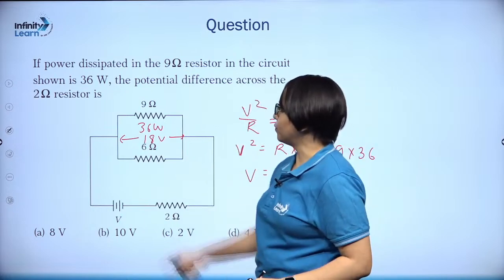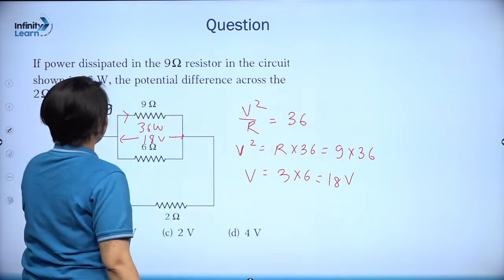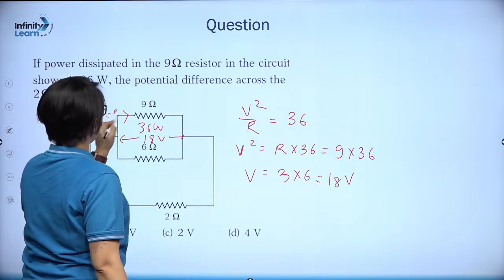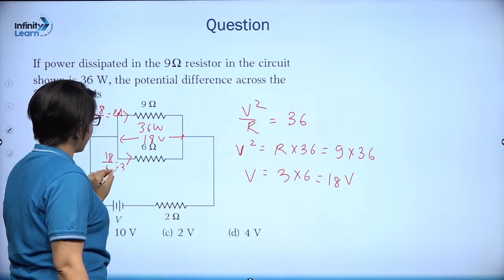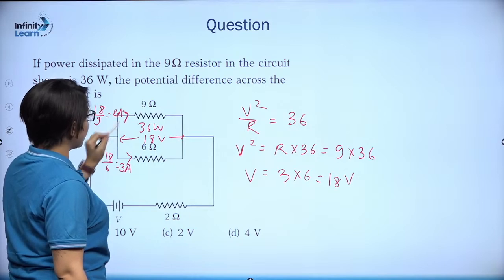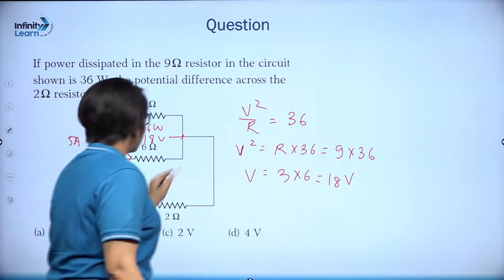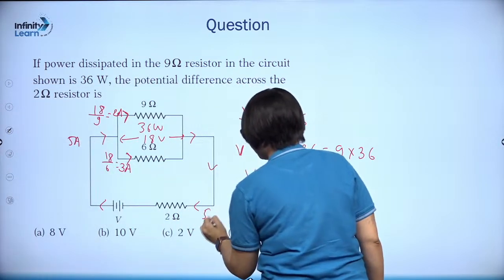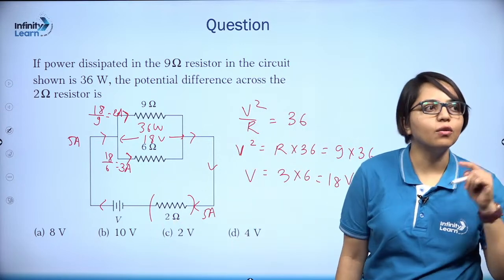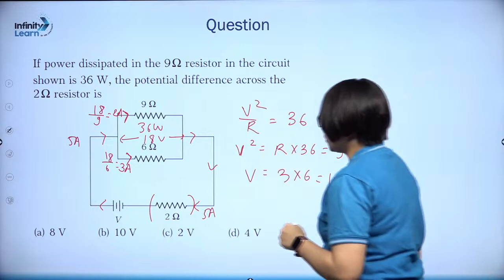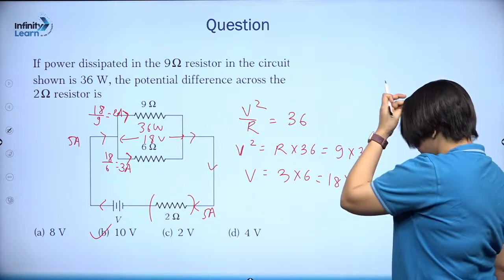So over here the current through this 9 ohm resistor will be V upon R, which is 18 upon 9, 2 ampere, and the current through this 6 ohm resistor will be 18 upon 6, that is 3 ampere. So 2 is going there, 3 is going there, that means the total current should be 5 ampere. That means this battery is providing a total current of 5 ampere. So the potential drop across this 2 ohm will be 5 into 2, that is 10 volt over here. Right. So the correct answer is option B. 10 volt is the correct answer.